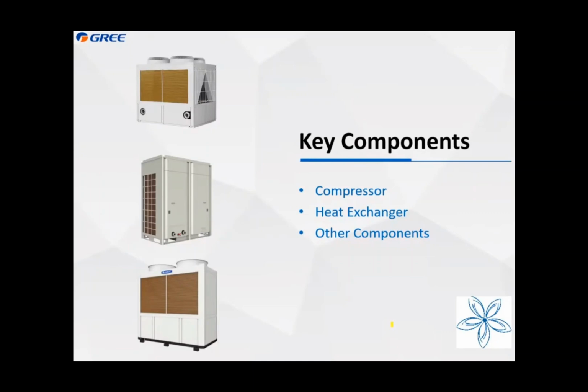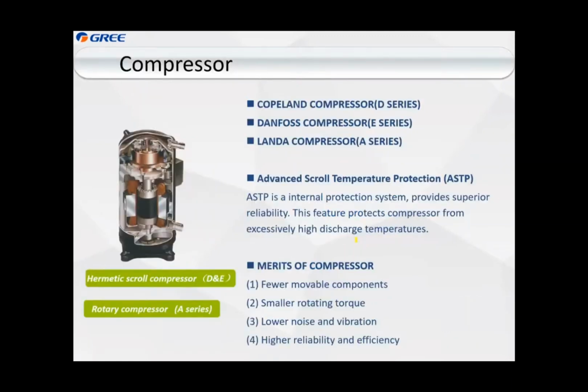Next we continue to talk about the key components. First we say the compressor. For the D series we use Copeland, and for the E series we use Danfoss compressor. And the A series uses a DC inverter compressor, which is rotary.